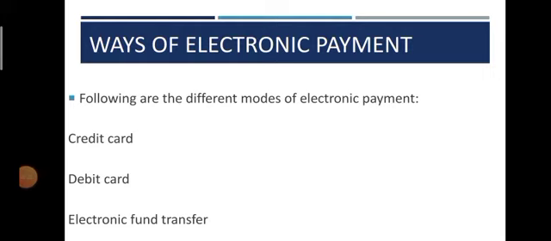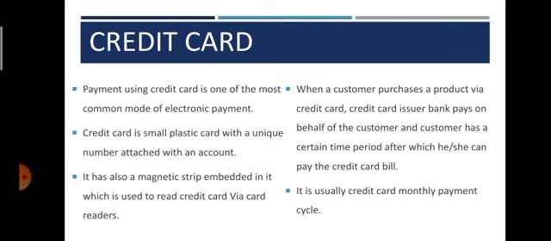So as we are thorough with electronic payment, that is what an electronic payment is and how it works, now we'll be discussing the different ways of electronic payment. Following are the different modes of electronic payment: credit card, debit card, electronic fund transfer. These are some of your electronic payment options. There are many other options available, but here we'll be discussing credit card, debit card and electronic fund transfer. These three are the major ways of electronic payment. So let us start our first topic, that is credit card.